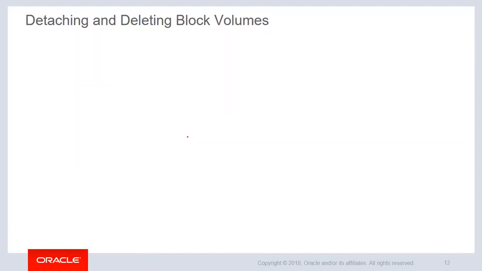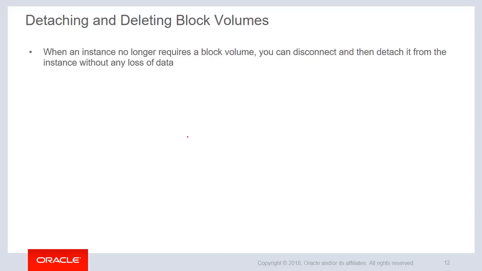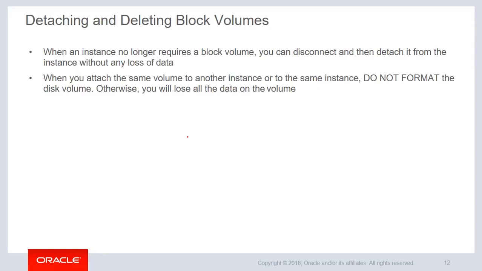Now we looked at how you create and attach a volume. How do you detach and delete a block volume? When an instance no longer requires a block volume, you can disconnect and detach it from the instance without any loss of data. When you attach the same volume to another instance or to the same instance, just keep in mind that you should not format the disk volume. If you run the fdisk option, you would lose all the data on the volume.